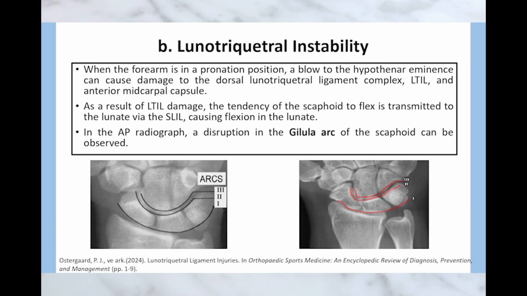Okay. And so you get instability between the lunate and the triquetrum. And on an X-ray, what we call an AP view from the front, this can disrupt what's called the Gilula arc. That's a smooth curve that those proximal carpal bones make. Right. So if that arc is broken, it can be a sign of LT instability. Okay, so those are the dissociative ones where the problem is within the row.